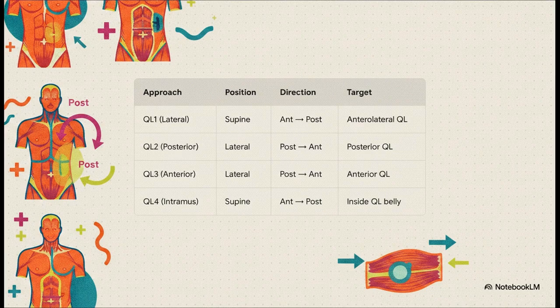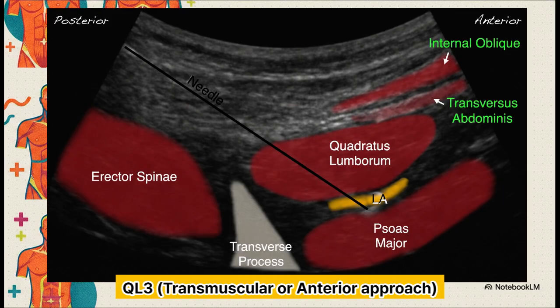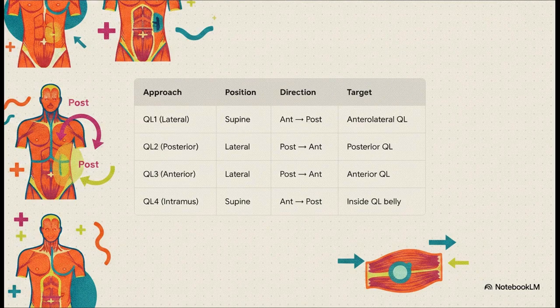Then we have QL3, the transmuscular or anterior approach. Patient must be in lateral decubitus. Needle is posterior to anterior. You are aiming for the anterior surface of the QL, meaning you actually pass through the muscle to inject between the QL and the psoas major. This approach arguably provides the most extensive cranial spread, potentially blocking somatic and lumbar nerve roots, but make no mistake, it is technically the most demanding and carries higher risks.